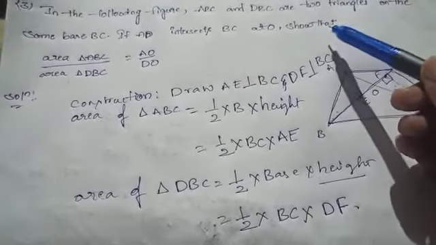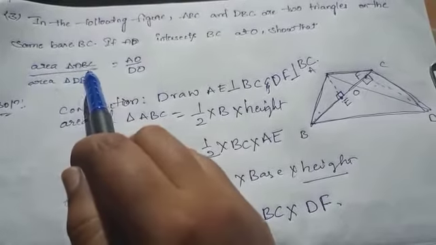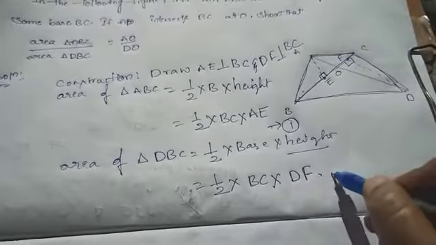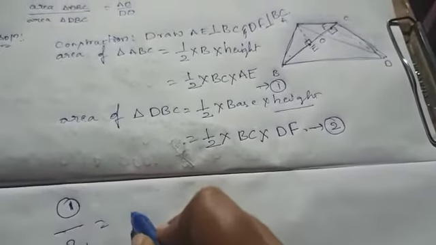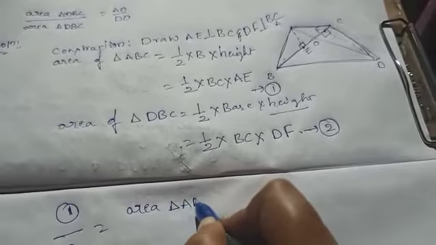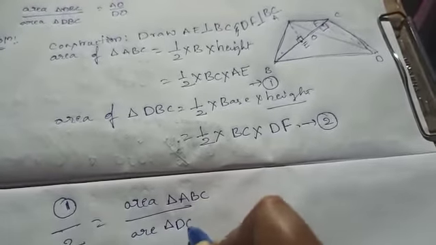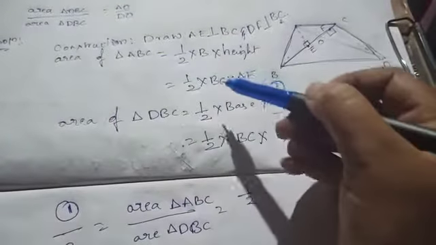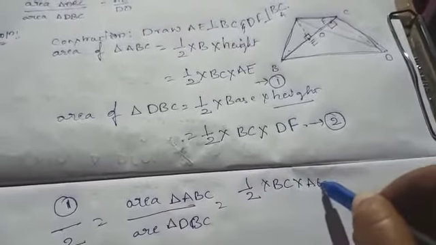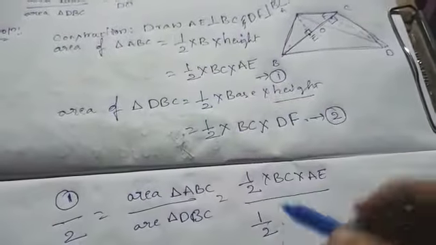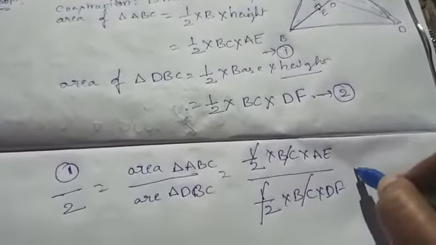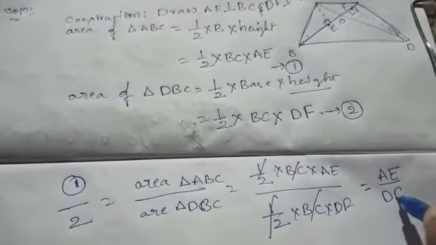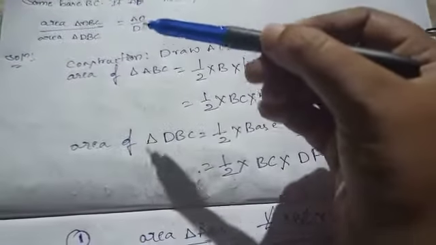Here we have to show that area of triangle ABC by area of triangle DBC equal to AO by DO. This is equation 1, this is equation 2. From 1 by 2, area of triangle ABC by area of triangle DBC equal to half into BC into AE, by half into BC into DF. Half gets cancelled, BC gets cancelled. Here we have AE by DF.